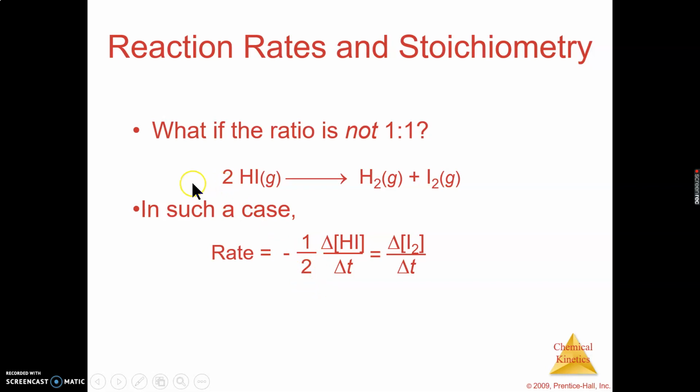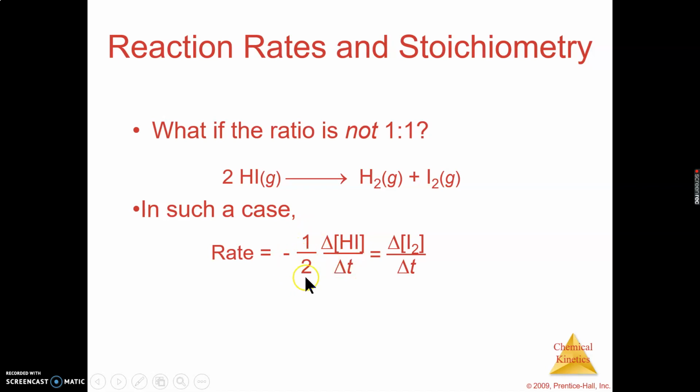And so what this is telling us, first thing to notice here is negative 1/2. So negative because HI is a reactant. Remember, brackets just mean concentration, molarity. Delta's change, so changing concentration over time. We're losing the reactant, that's why it's negative.